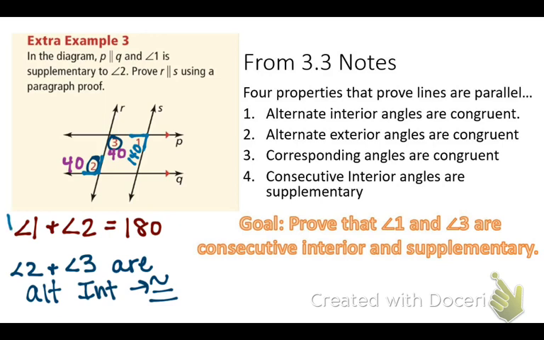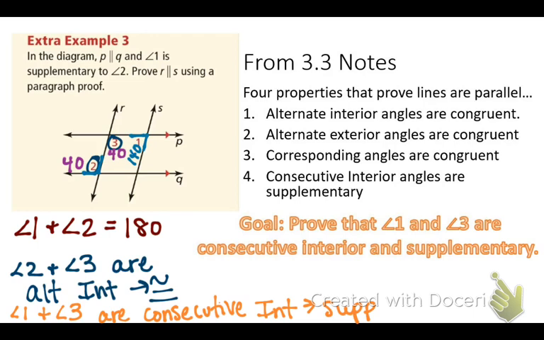We have listed angles 1 and 2's relationship, angle 2 and angle 3's relationship. Now, what is the last relationship we have not named? Yep, angle 1 and angle 3, they're consecutive interior. Which means that they are supplementary.